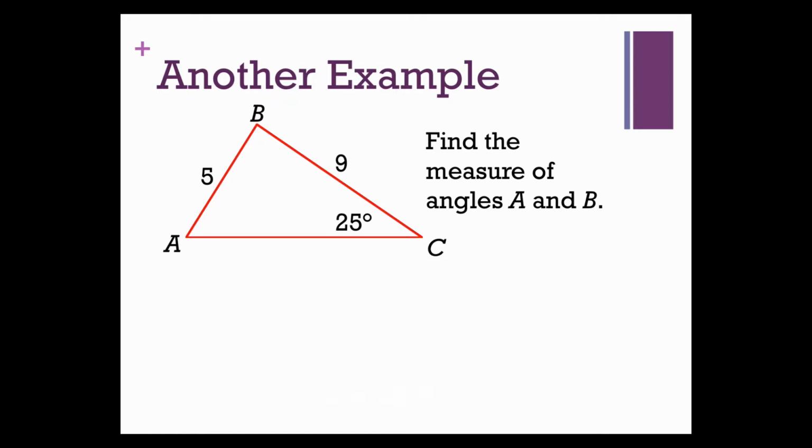Go ahead, find the measures of A and B. This one's a little trickier. Anytime you're looking for an angle measure, at some point in the problem, you're going to have to end up using the inverse sine. The trick is figuring out where and when. I guess the first question we should ask is, does law of sines apply here? Yep. Do we have an angle and the side opposite it? Yep, we do. We got this 25 degrees and the 5.